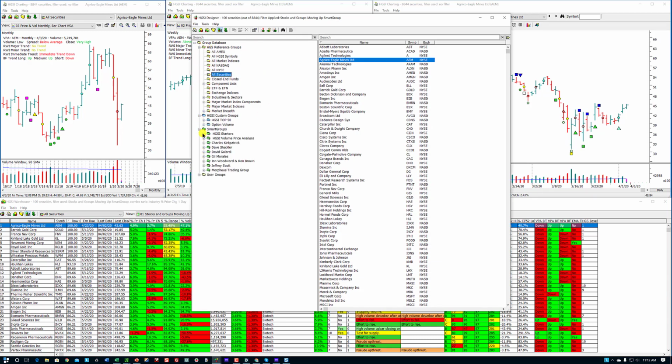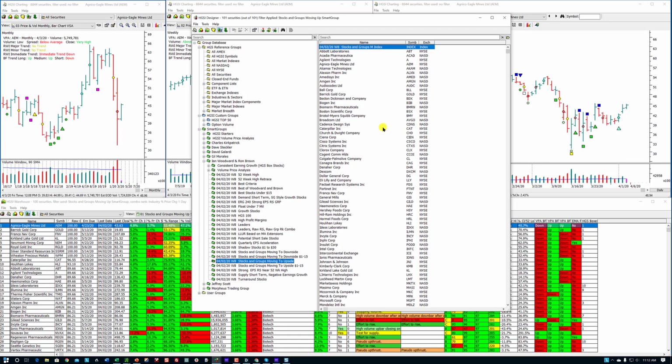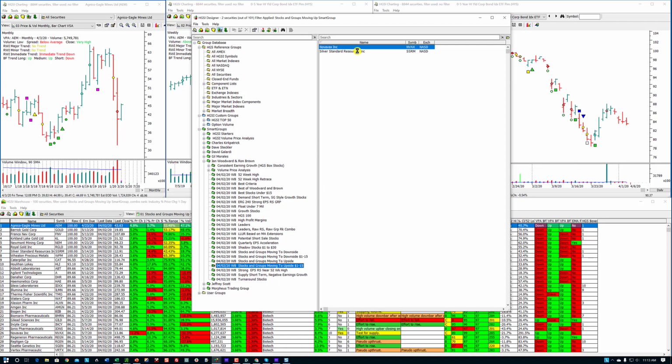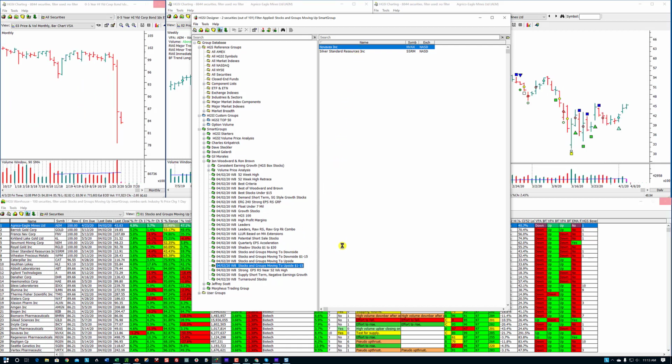These are Smart Groups that are generated every day, and they are driven by a combo, and it takes the top 100 stocks and puts them in a folder. So this is stocks and groups moving to the upside. This is everything from $5 up. This one is stocks $1 to $15, and there is very little overlap. You can see that only two stocks overlap between the two groups.